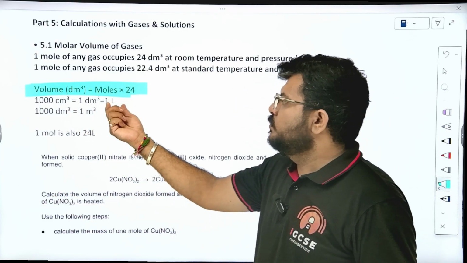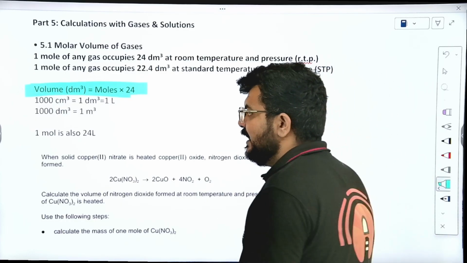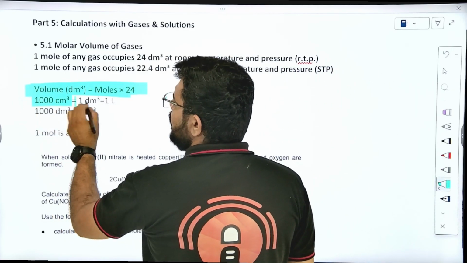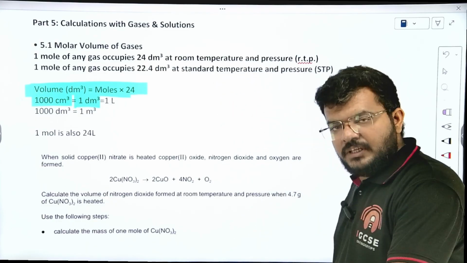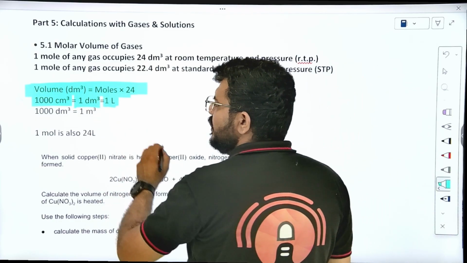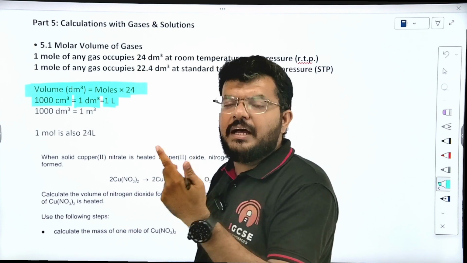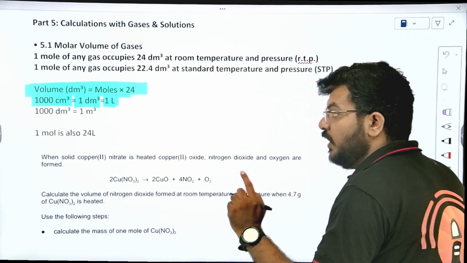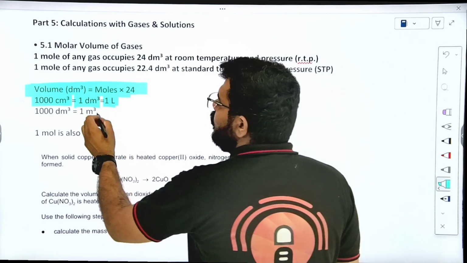So volume is mole into 24. Then 1000 centimeter cube is 1 dm cube, and 1000 centimeter cube is 1 liter as well. So 1 dm cube and 1 liter are the same thing. 1000 dm cube is equal to 1 meter cube.